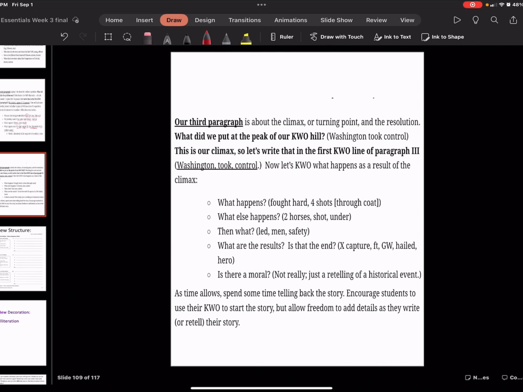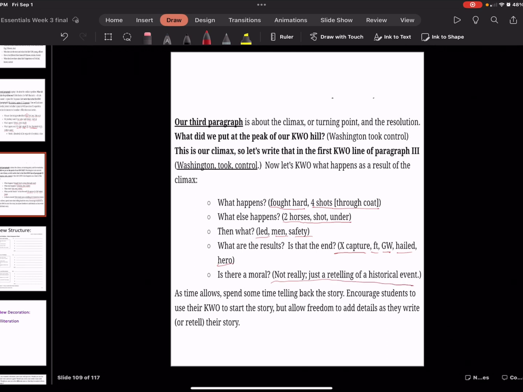Now let's, KWO, what happens as a result of the climax? What does happen? So he takes control. They fought hard. 4 shots go through his coat. What else happens? 2 horses shot from underneath of him. And then what? He led the men to safety. What are the results? Is that the end? Does anything else happen? Okay, he wasn't captured. At the fort, George Washington was hailed a hero. Is there a moral? Not really, just a retelling of a historical event.